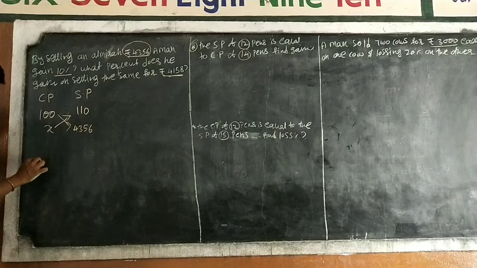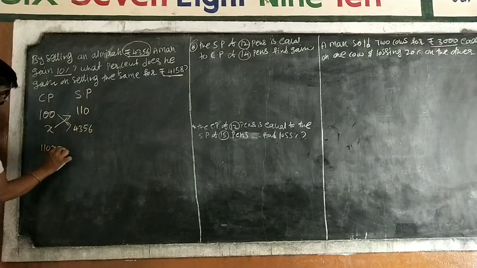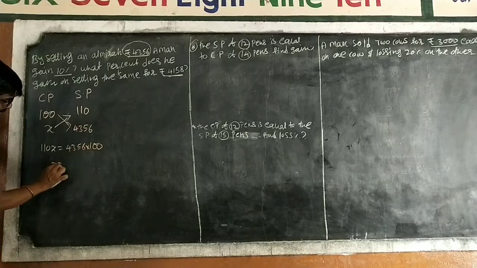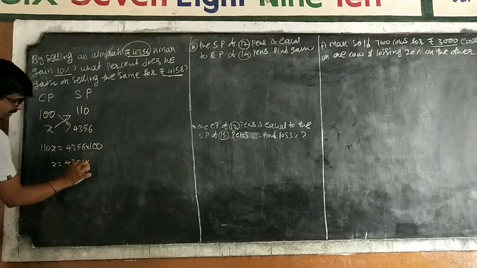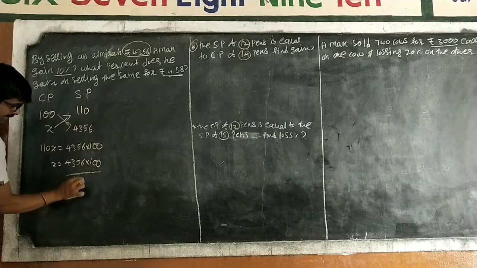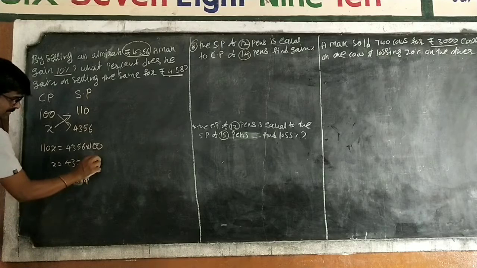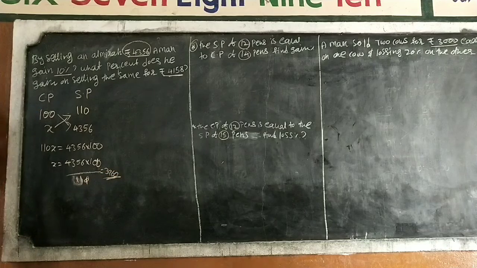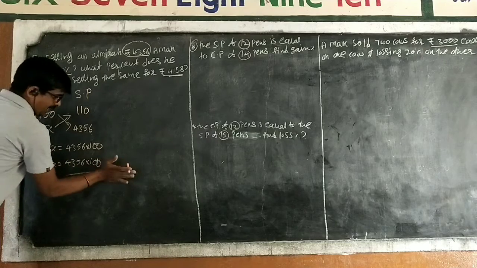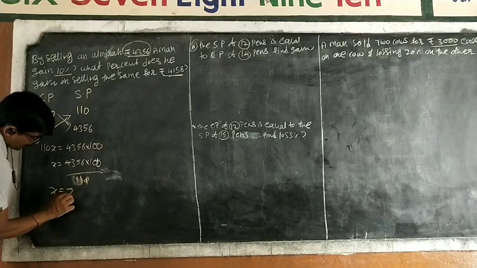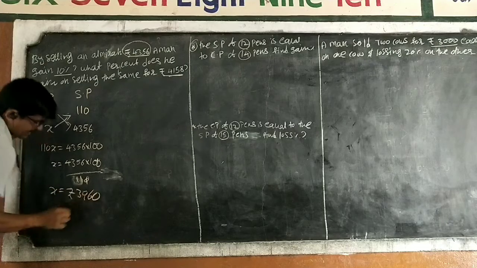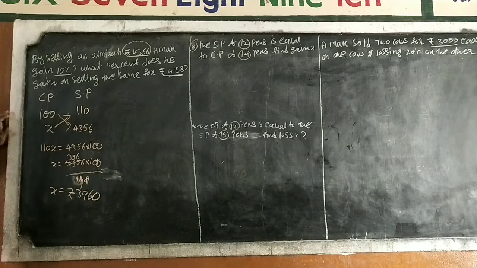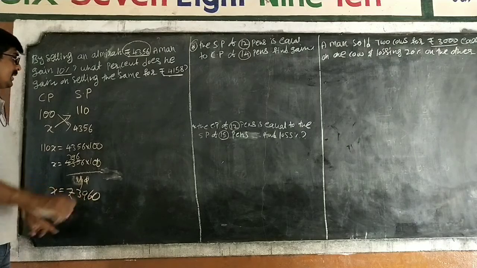Simply do cross multiplication. 110 into x is equal to 4,356 into 100. X is equal to 4,356 into 100 by 110. Simplifying, we get 3,960. We are getting x is equal to rupees 3,960. This is the cost price.